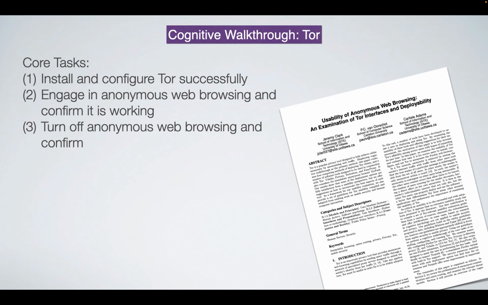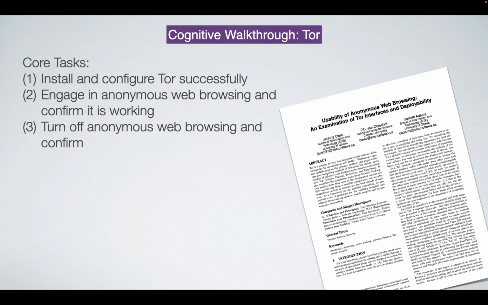Then the user wants to use it, and they want to make sure that they're anonymous when they're using it. So that will be the second thing we consider. Can the user actually go to Google and have it be anonymous? Are they able to complete that core task? And then the third thing is that you want to turn it off. So are you able to turn it off? You could think of other core tasks, but anyway, these are a good 3 to just do in class.